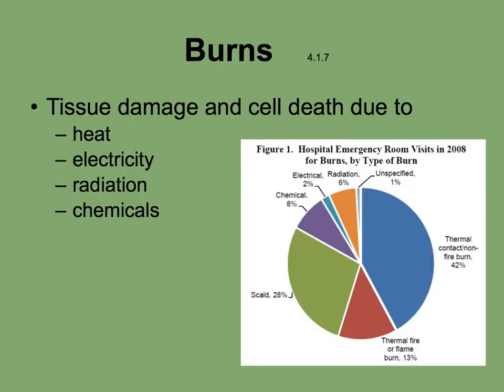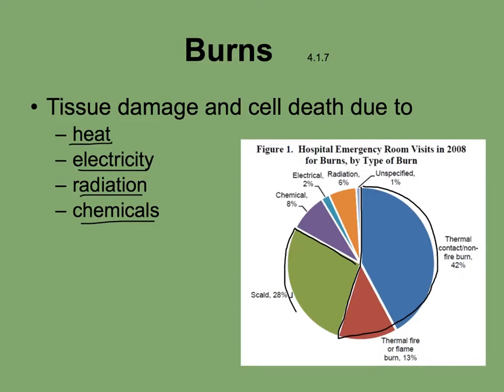The definition of a burn is that there's tissue damage resulting in cell death due to either excessive heat, electricity, radiation, which includes sunlight or ultraviolet rays, or chemicals. And I found a chart that shows the emergency room admissions for burns, and the first one, heat, takes up more than half. These are all thermal burns, and scalding is included in that because scalding is moist heat as compared to dry heat. So really it's heat in all forms that is causing burns for most people.